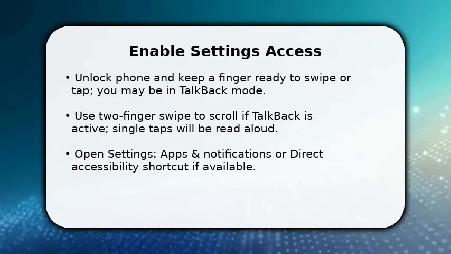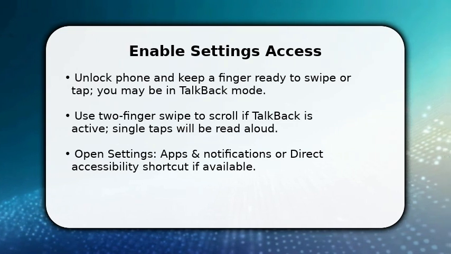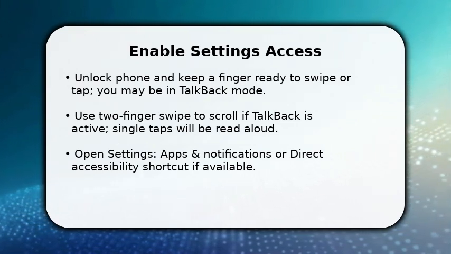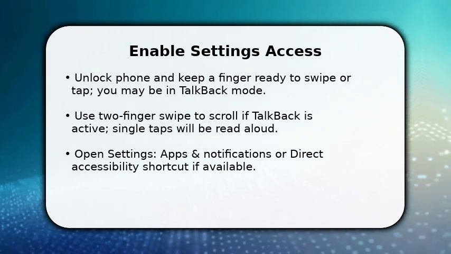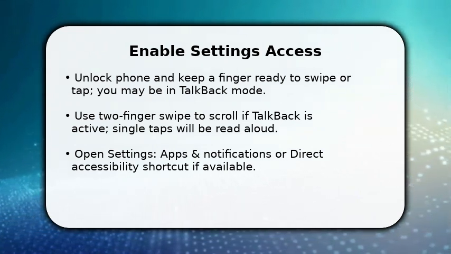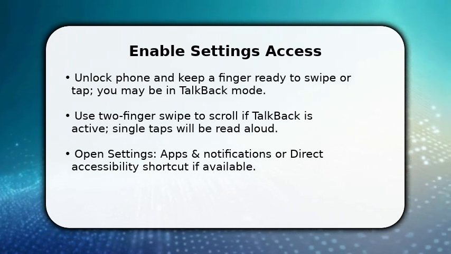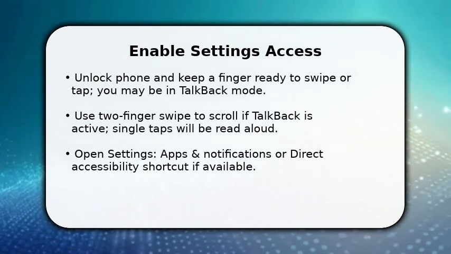You start by getting into Settings, despite Talkback reading UI allowed. Use 2 fingers to scroll when items won't respond to single taps. Once you locate Settings, choose Apps and Notifications or Accessibility directly. This ensures you reach accessibility options quickly.